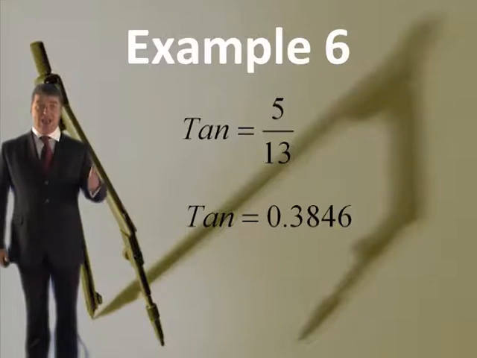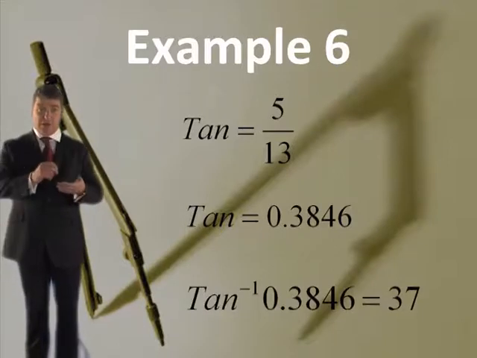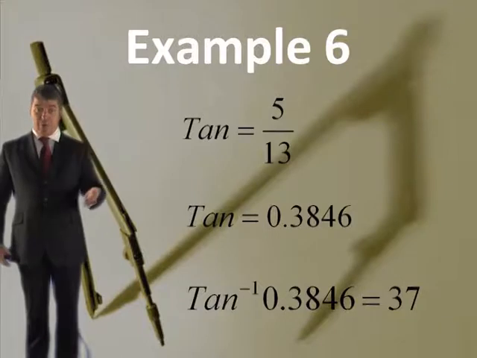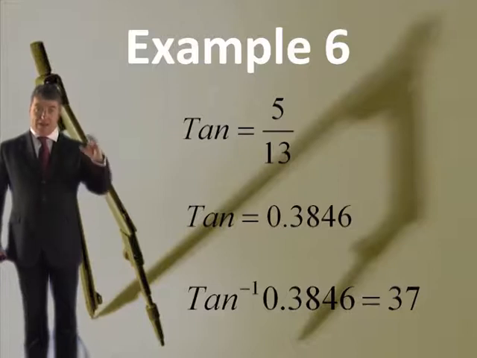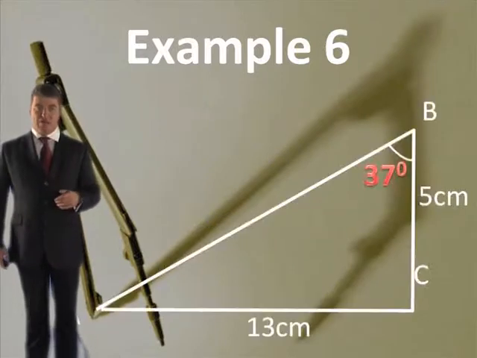So to determine the angle which gives you this, you use the inverse function. All you do is you put on your calculator the inverse function, the inverse tan to the -1, and you put down tan 0.3846, and it'll tell you the angle. If you put in inverse function of tan -1 of 0.3846, it'll come out at 37 degrees. That's the angle there, 37 degrees.